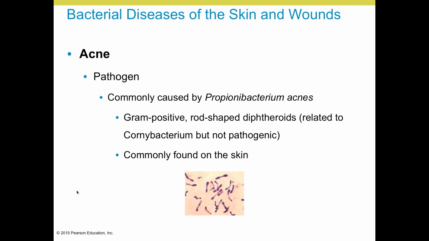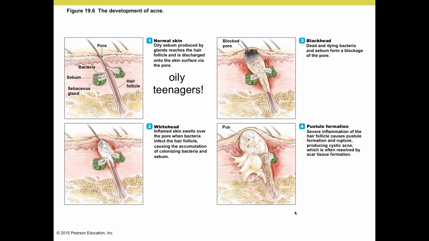Good old acne. Well, most people think acne is only in adults, but it's not true. It can happen at any age, but it is more commonly in early adolescence. It is most commonly caused by a bacterium known as Propionibacterium. It is gram-positive and rod-shaped, a diphtheroid. It looks like the picture you see right here. It is a Corynebacterium-like organism. However, it's not pathogenic. It is found on your skin, and it loves the oily areas. That's why we say be careful of the oily teenagers.